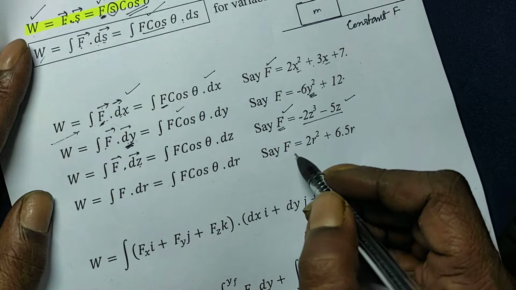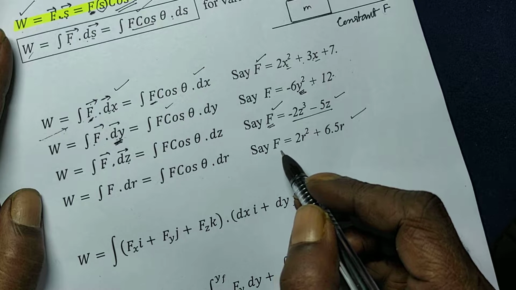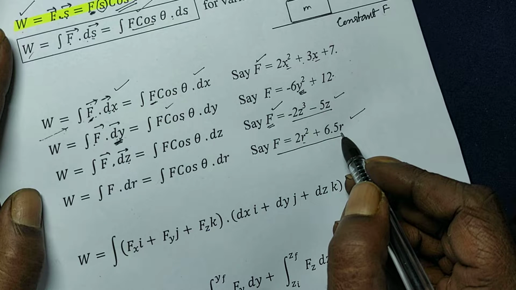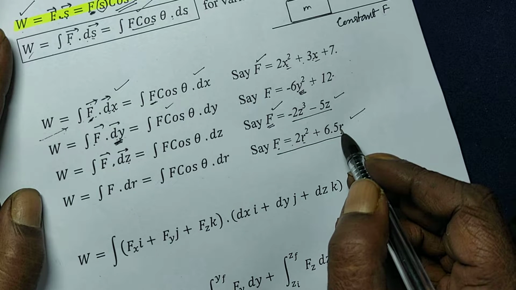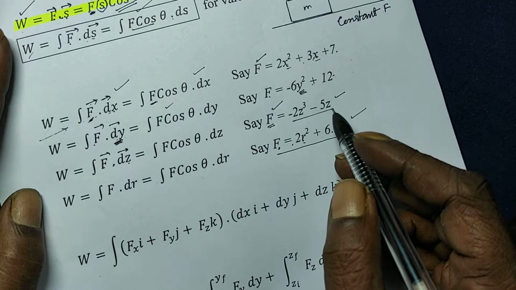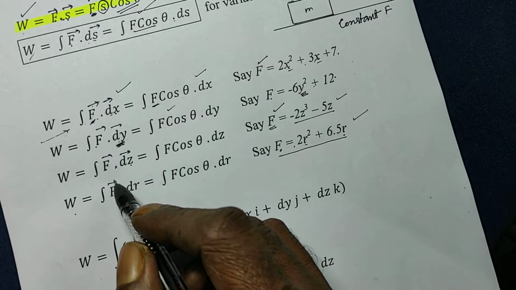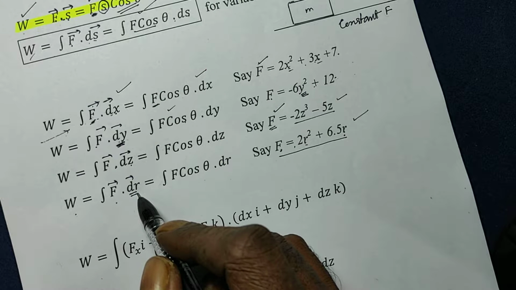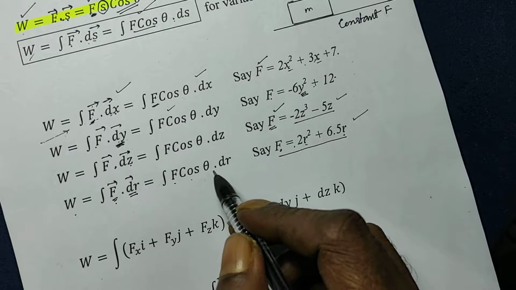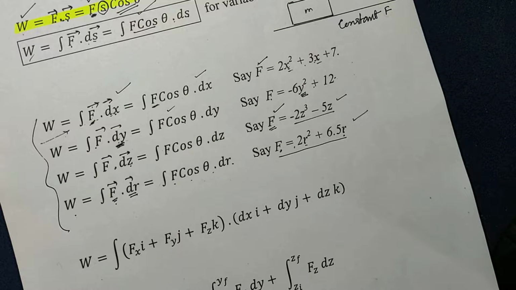Similarly, if F is given as 2r square plus 6.5r, here the displacement is expressed in terms of r. So F is a function of r. So F will be integrated with respect to dr, not dx, dz, dy. That is what you have to be very careful about. So W is equal to the integral of F dot dr, where dr is a small displacement in the direction of F cos theta. So F cos theta dr, integration of that. So these are the symbols that you have to use.